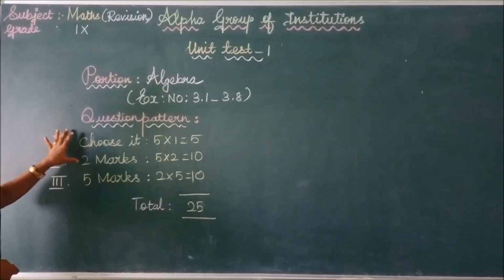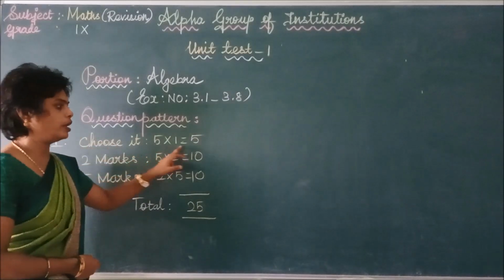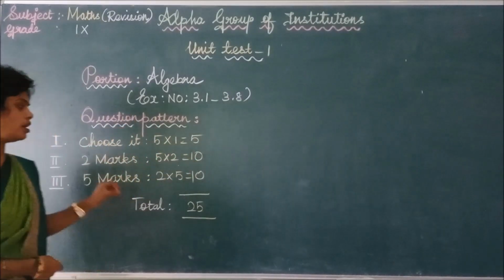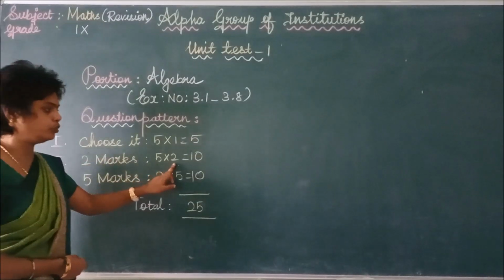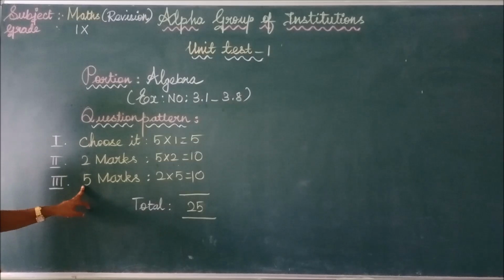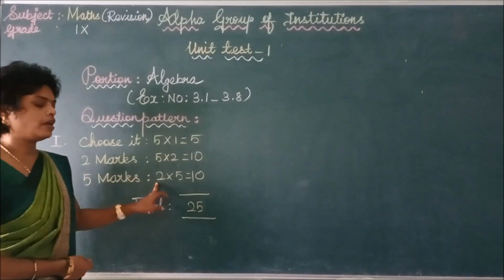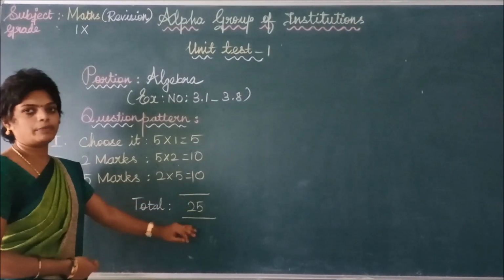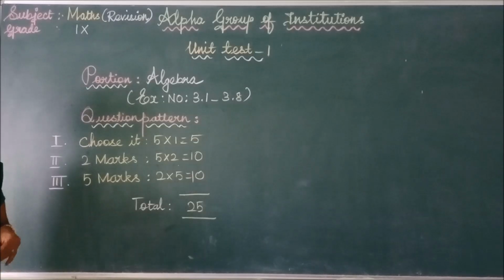The question pattern is: choose the best answer, 5 into 1, which is equal to 5 one-mark questions. Then 5 into 2, that is 10, so five 2-mark questions will be asked. Then 2 five-mark questions, 2 fives are 10. Totally how many marks? 25 marks. So you have to prepare well for the examination.